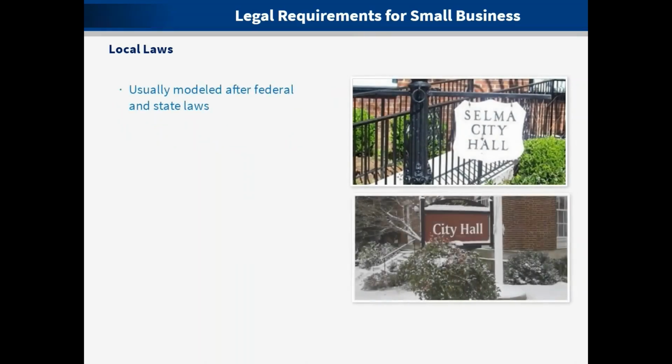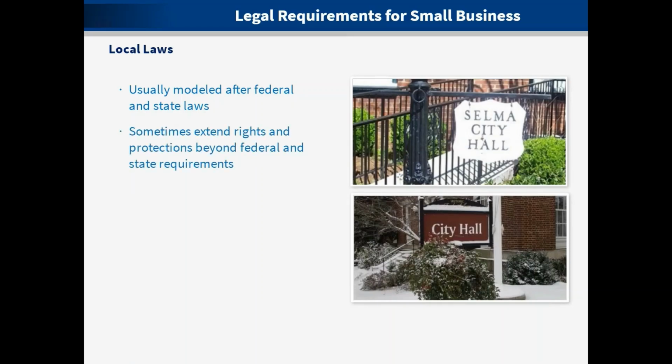Although local employee laws are usually modeled after federal and state laws, they sometimes extend certain rights and protection beyond what the federal and state laws require. Unlike some federal and state labor laws, local labor laws often apply to smaller employers as well. Make sure that you check with your city or county business office to find out what local legal requirements you need to be aware of.